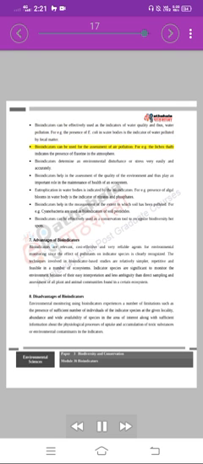Bioindicators can be used for the assessment of air pollution. For e.g., the lichen thalli indicates the presence of fluorine in the atmosphere. Bioindicators determine an environmental disturbance or stress very easily and accurately. Bioindicators help in the assessment of the quality of the environment and thus play an important role in the maintenance of health of an ecosystem.